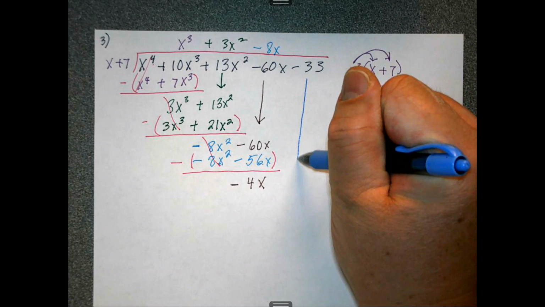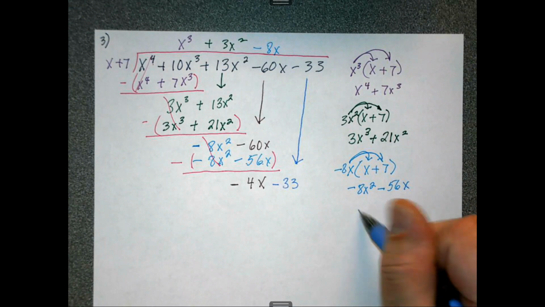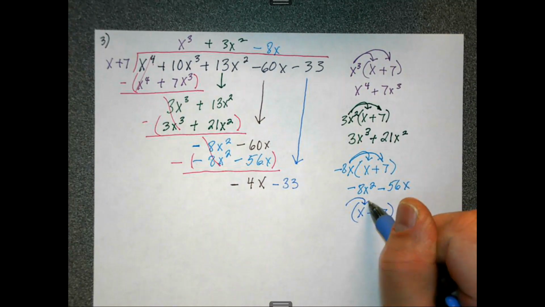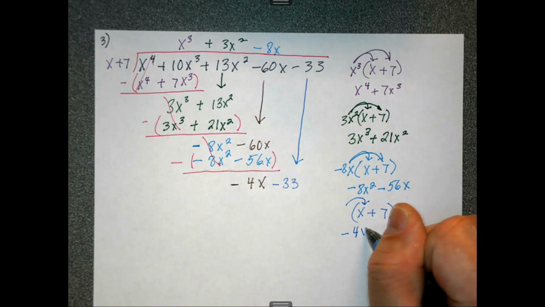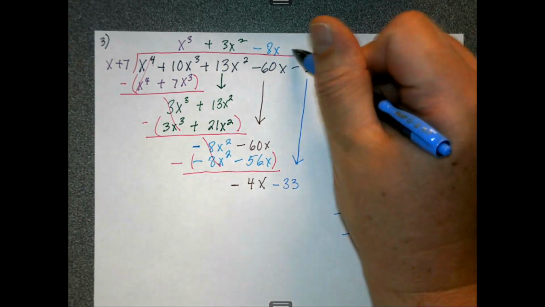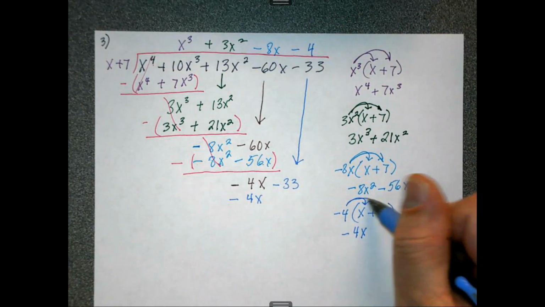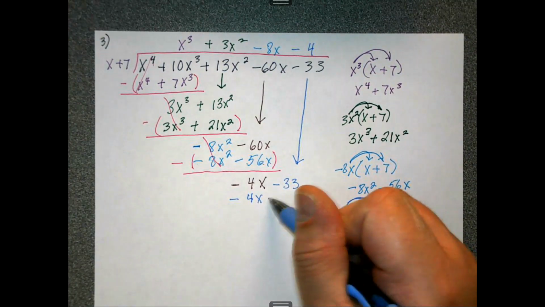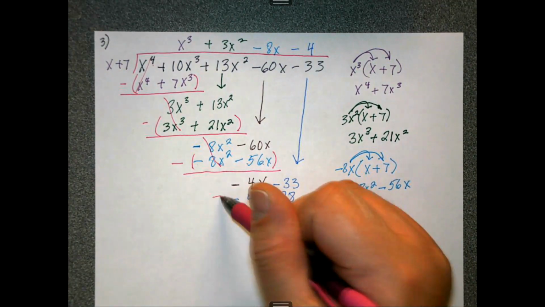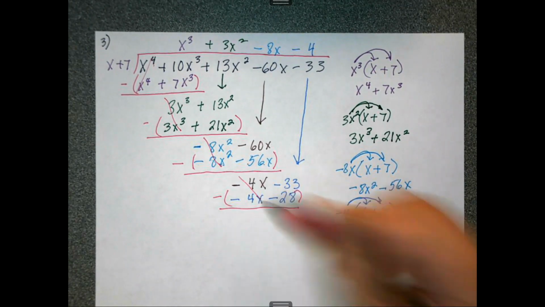Bring down my minus 33. So I'm going to take my x plus 7, multiply it by something to get negative 4x. So all I need is a negative 4, right? Negative 4 times 7. Good. Going to subtract this entire quantity. Negative 5. Good.